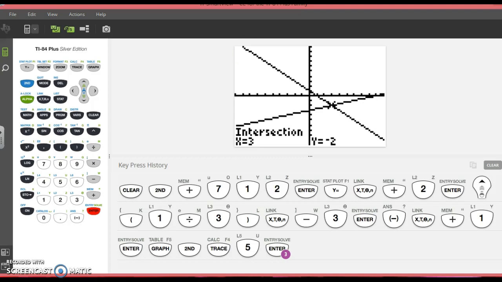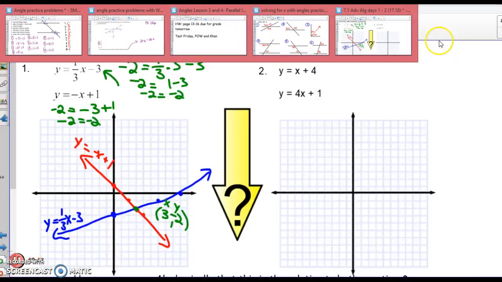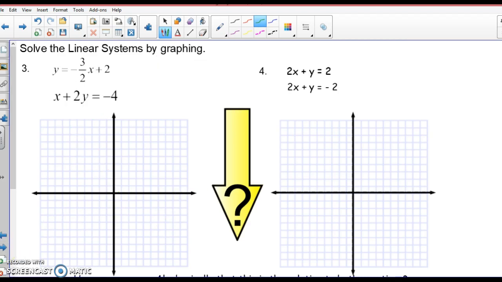All right. Let me pull the notes back up. Yes, what's wrong? Hold on, let me pause this. Back to the notes. Good.